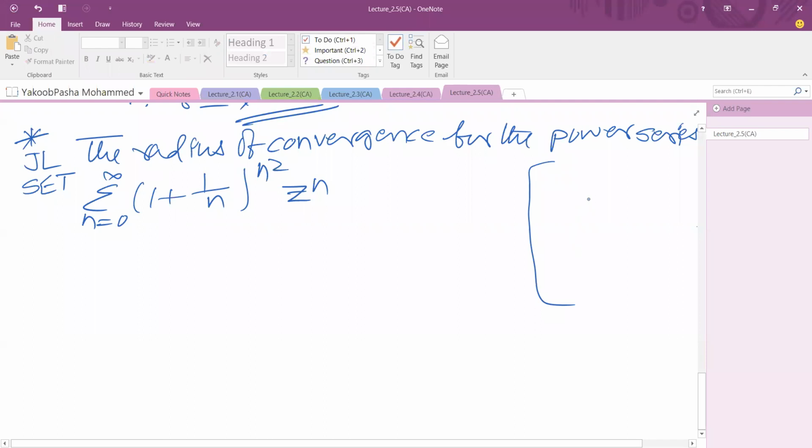Now we have options here. Options in set and JL both are the same. First option 1, second option 0, third option e, fourth option is 1 by e.